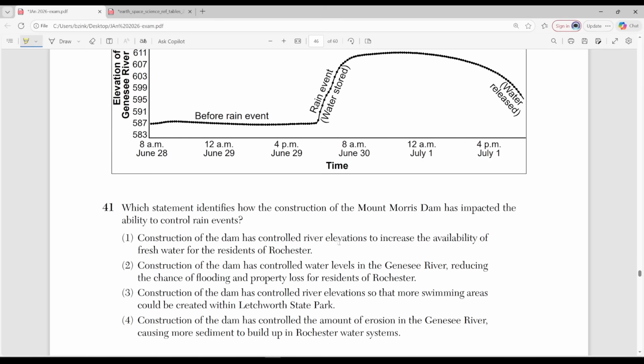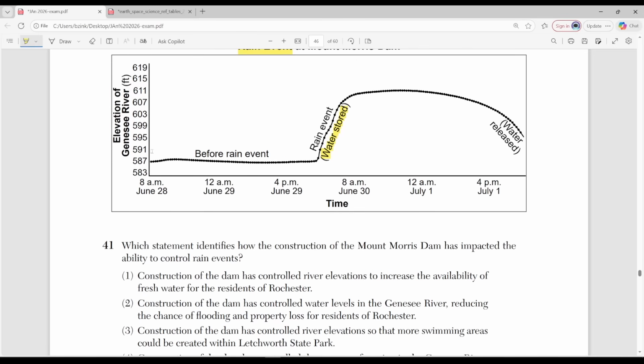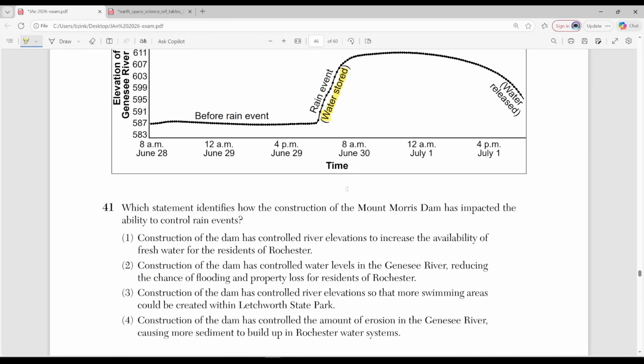Construction of the dam has controlled river elevations to increase the availability of fresh water for the residents of Rochester. So look, rain event, water stored. Maybe. Construction of the dam has controlled water levels, reducing the chance of flooding and property loss. For the rain event, the river height was here, and then after the rain event, the river height got higher.